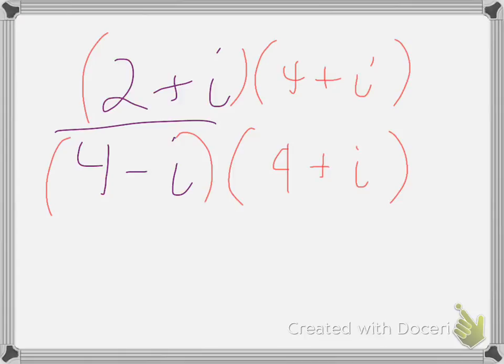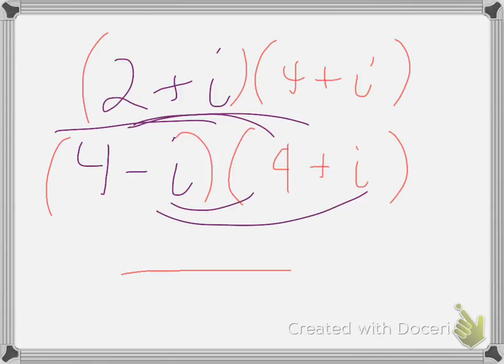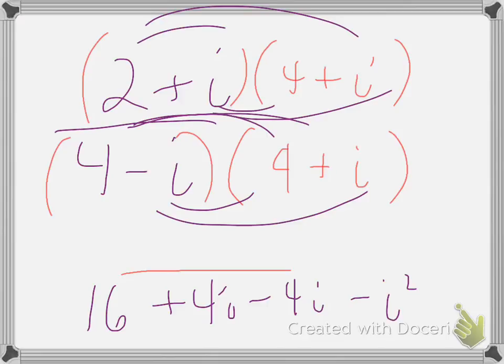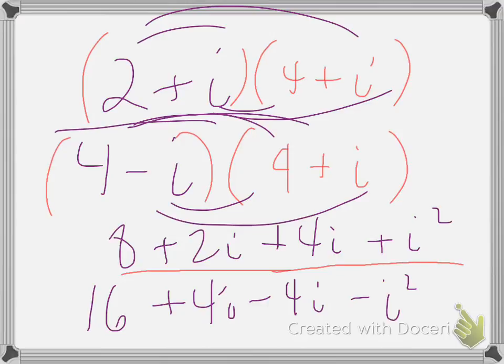So what happens? Let's work the bottom first. The bottom becomes, when you do your thing, 16 plus 4i. That's the first times the first and outer. Now the inner, minus 4i. That's what we want, minus i squared. And on the top, we got 2 times 4 is 8, plus 2i, plus 4i, plus i squared. And that's all one big fraction. All right, let's go to the next page.